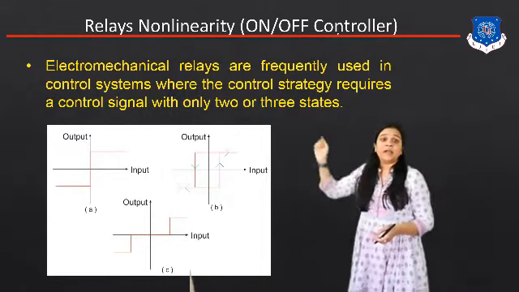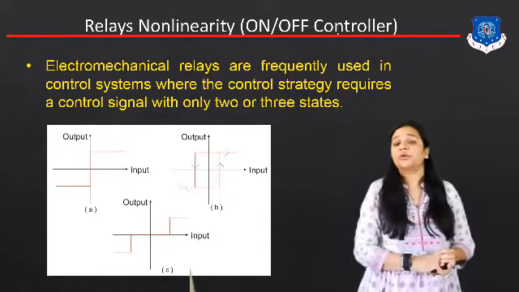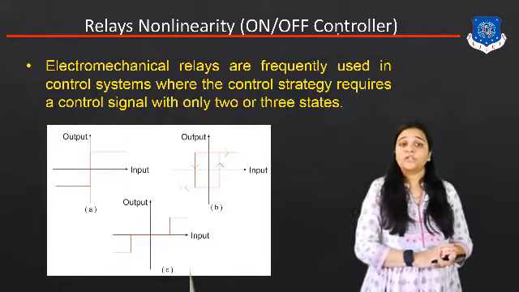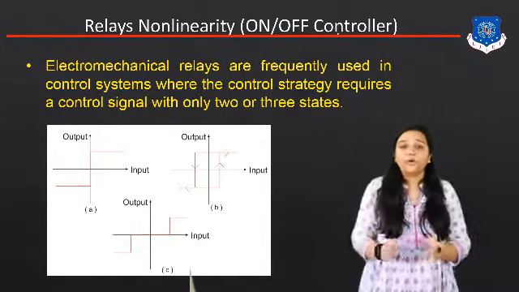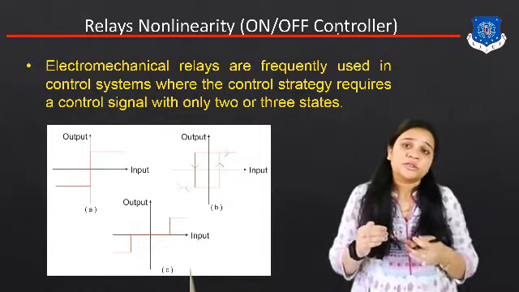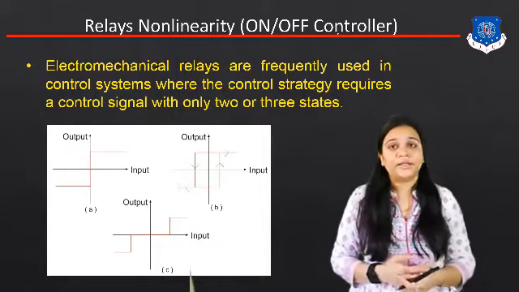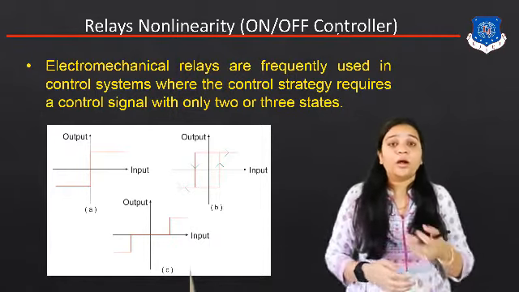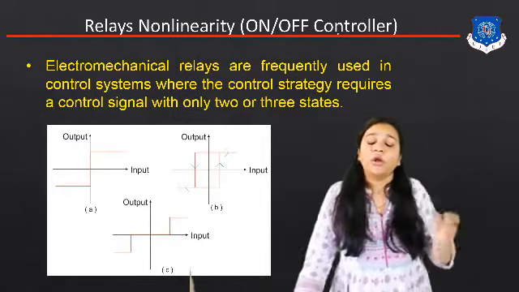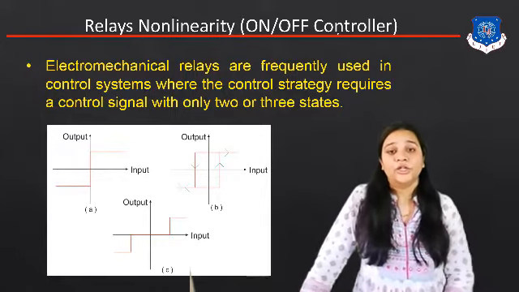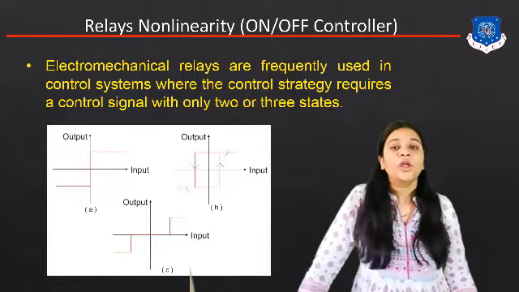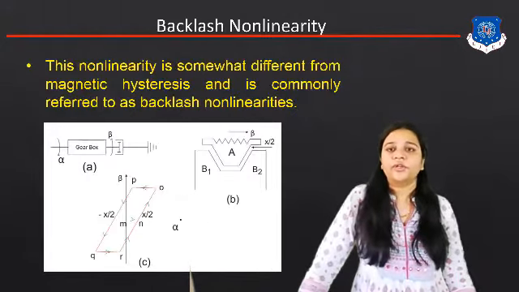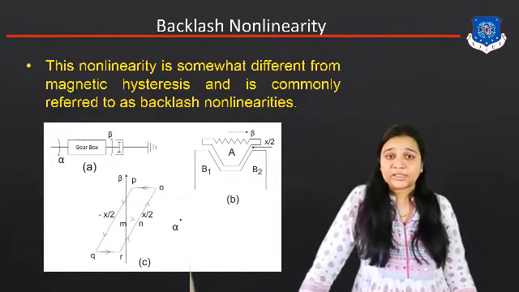Electromagnetic relays are frequently used in control systems where the control strategy requires a control signal with only 2 or 3 states. So generally, the relay non-linearity graph occurs when we deal with only an on or off controller. So this is simply the graph of the relay non-linearity. The next one is the backlash non-linearity.